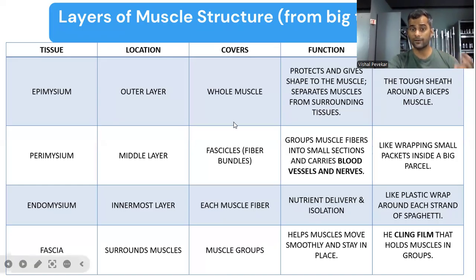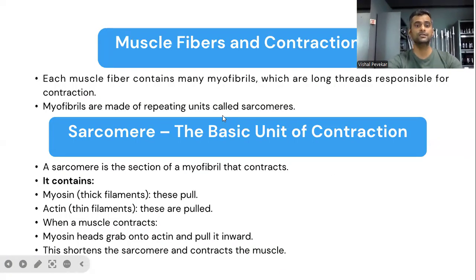So these are the different layers and the different functions of the muscle fiber structure, right? What we learned here is the structure of muscle fiber. I'll not make this video too long, so this was it with the structure of muscle fiber.